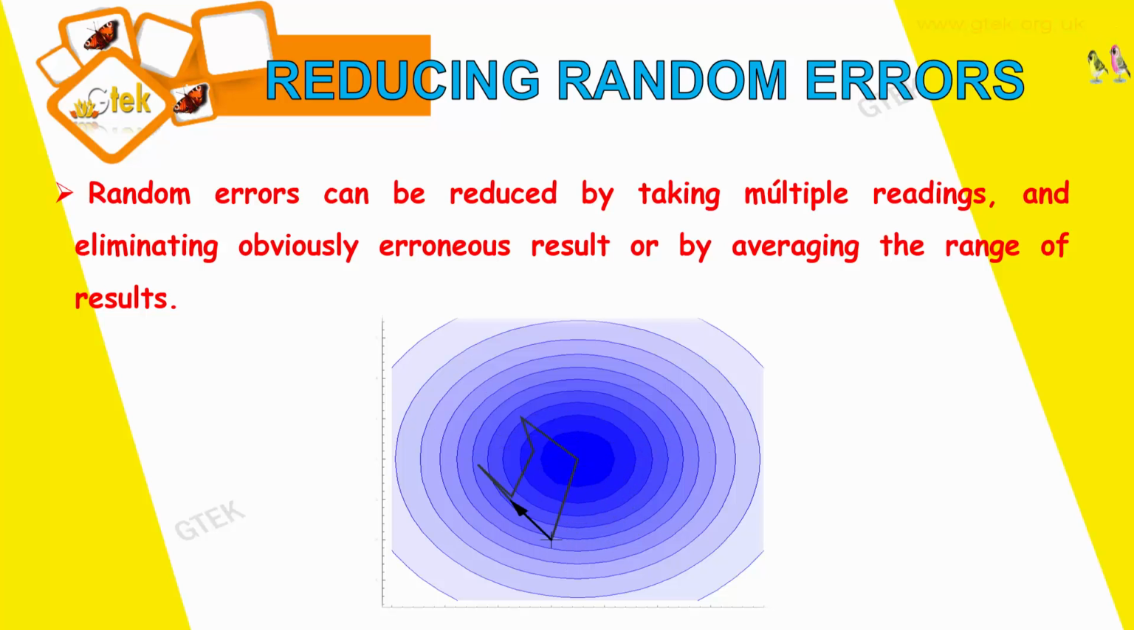Now let's talk about reducing random errors. Random errors can be reduced by taking multiple readings and eliminating the obviously erroneous result, or by averaging the range of results. So this can reduce the random errors.